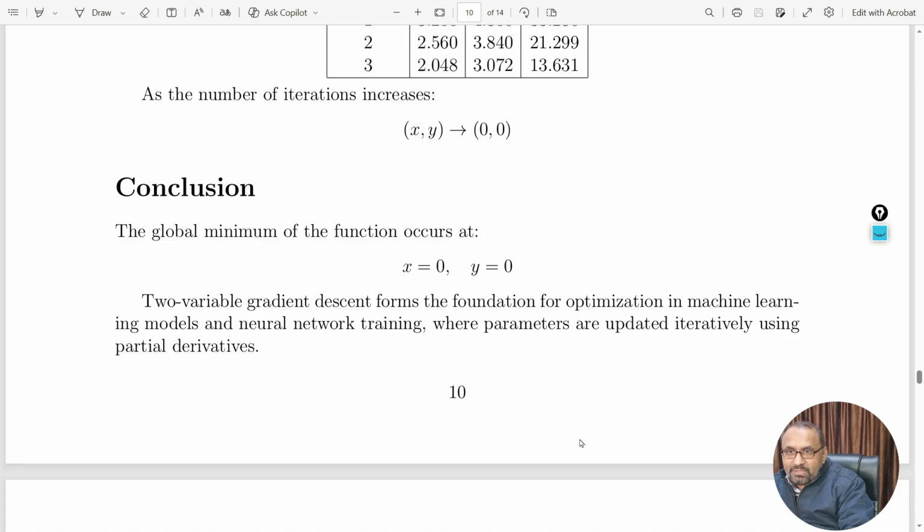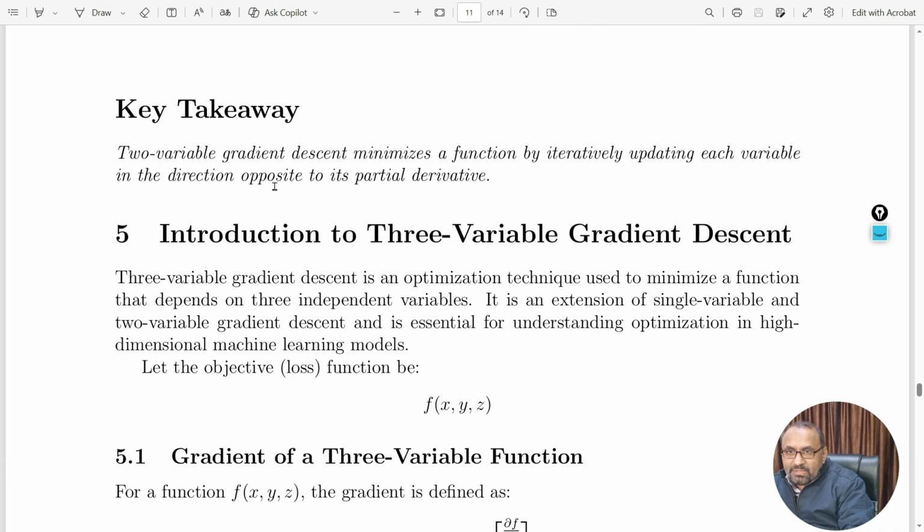Okay, so what we can conclude from this? So the global minimum of the function occurs at x equal to 0 and y equal to 0. Two variables gradient descent is an optimization used in machine learning models and neural network training, where parameters are updated iteratively using the partial derivatives. Okay, now the two variables gradient descent minimizes the function by iteratively updating each variable in the direction opposite to its partial derivative.